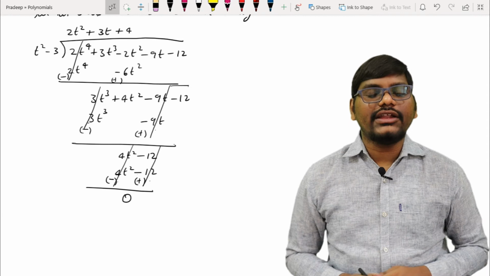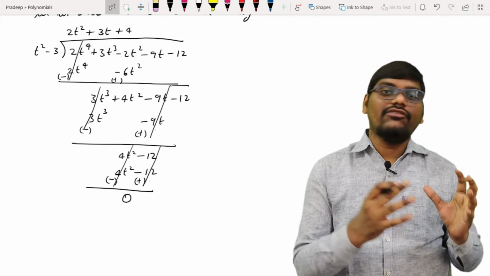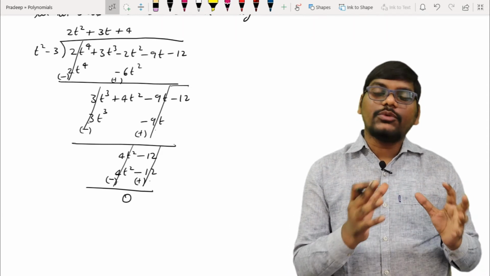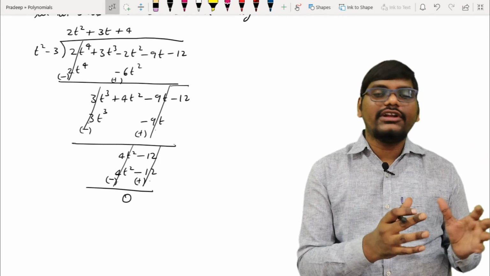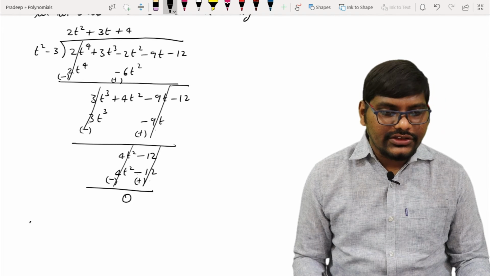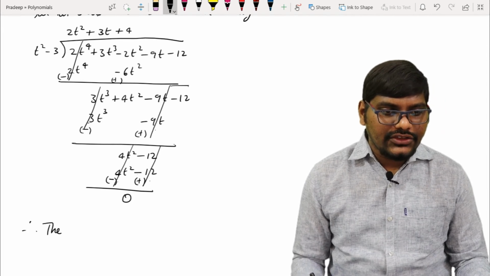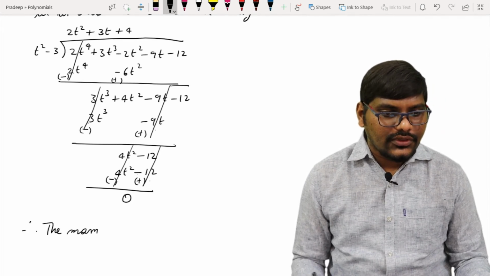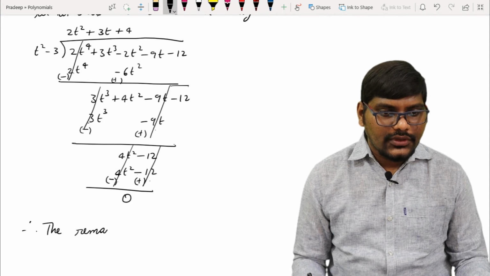So we got the remainder as 0, which means whatever divisor they gave was a perfect factor of the dividend which was given. So we'll write the same conclusion here. So I can write here, therefore the remainder is 0, right?